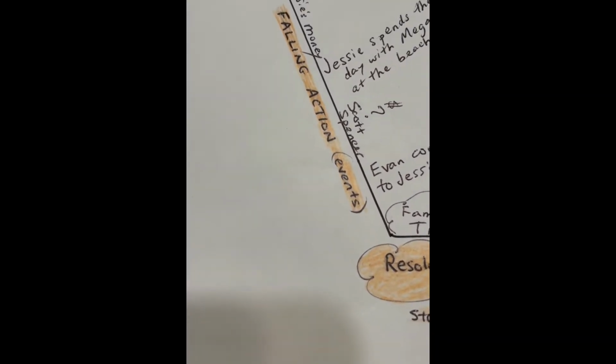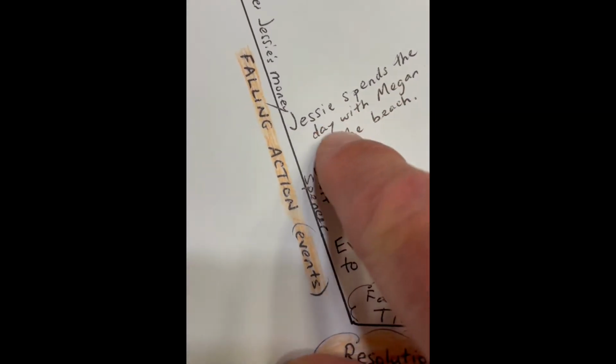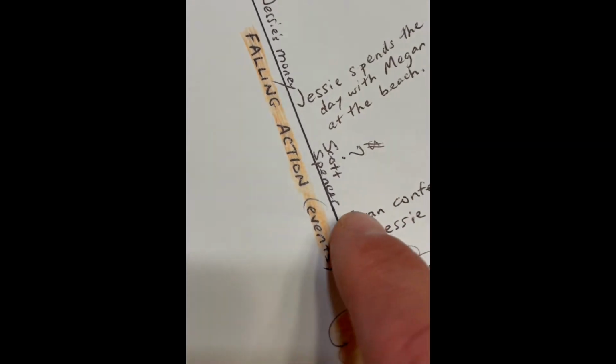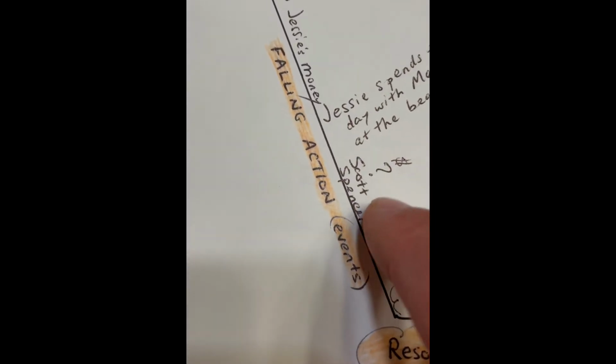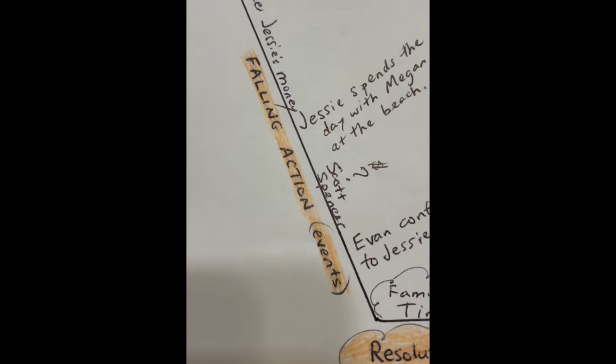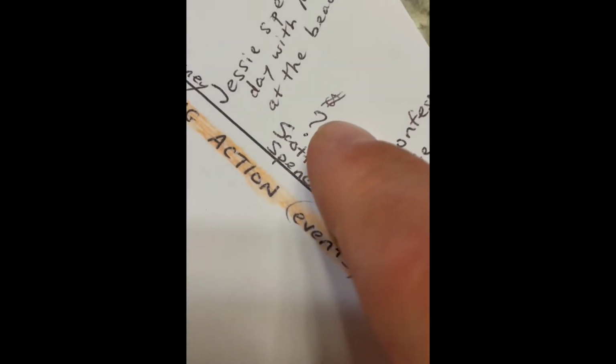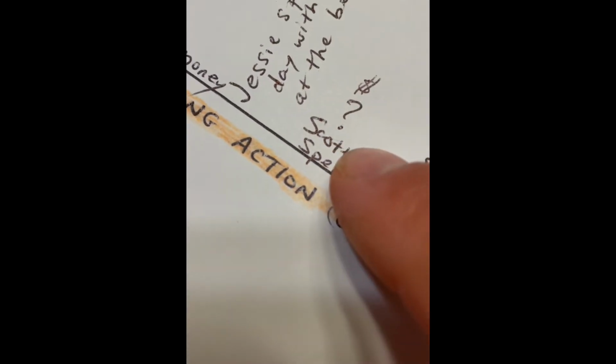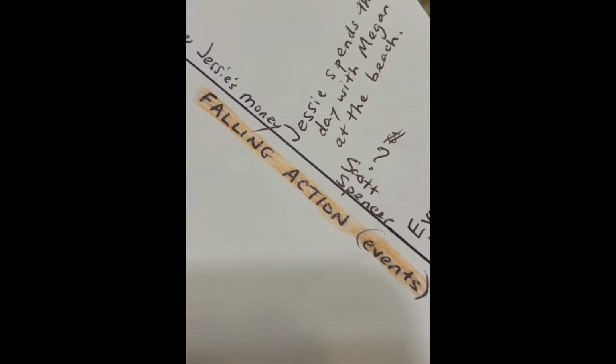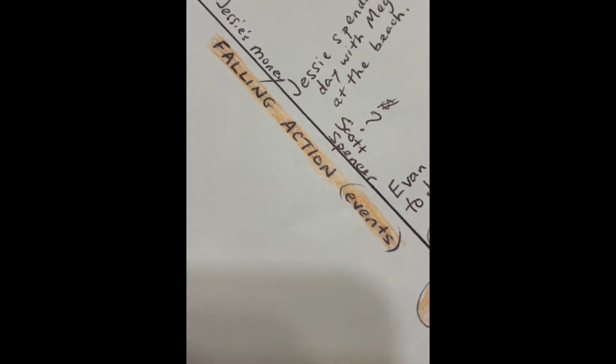until we get to the end where our resolution is. So I added just a couple of things here in the falling action. Remember that Jesse spent that day with Megan at the beach. And then we had that whole section about Scott Spencer, just a short little chapter. And I put there money, question mark, and then Scott's name because we don't know exactly for sure. We have to infer what we think happened.